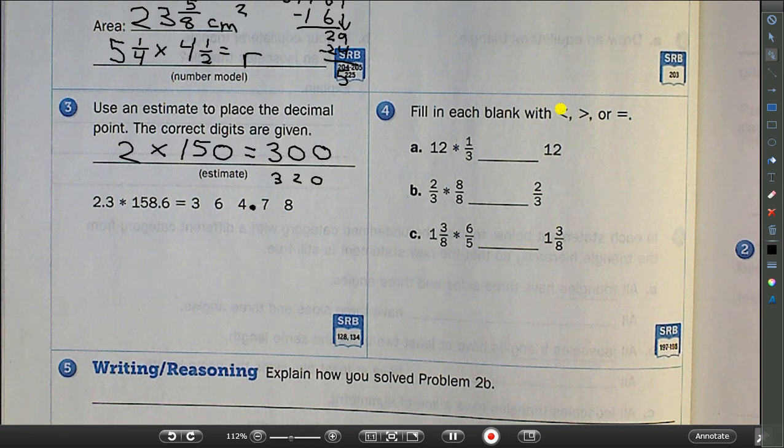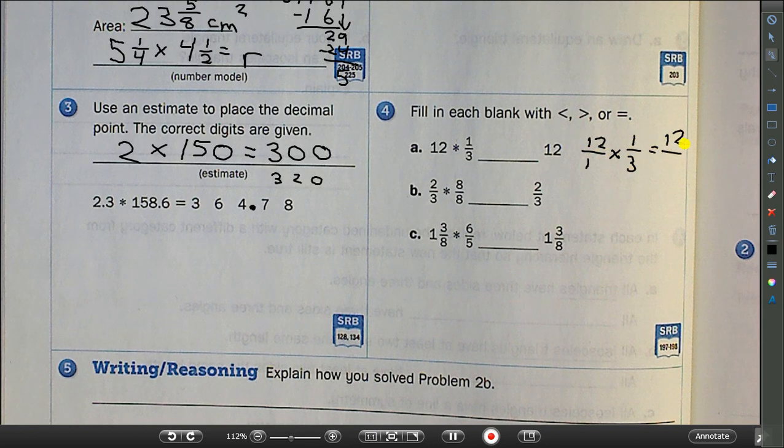Question 4. Fill in each blank with less than, greater than, or equals. Remember, the tip of the arrow, that's the number that's smaller. The wider spacing, or the mouth, that's the larger value. So for 12 times 1/3, we shouldn't need to multiply this. I will, but we shouldn't need to.